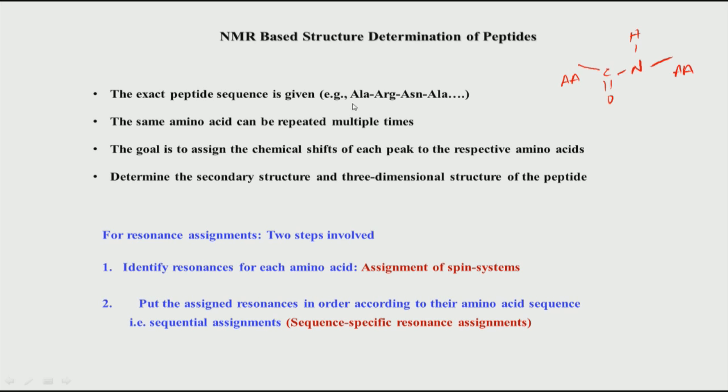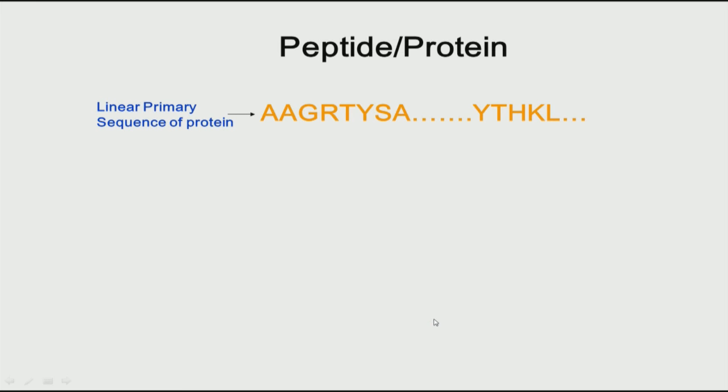So, that kind of arrangement, arranging the spin systems in the right sequence, is called sequence specific resonance assignment. So, this is a very important step. Only when these 2 steps are completed can we say that the goal of chemical shift assignment is achieved for a peptide. Then comes the next step of secondary and tertiary structures. So, let us see how we can achieve these 2 steps shown here, that is assigning spin systems, followed by sequence specific resonance assignment.